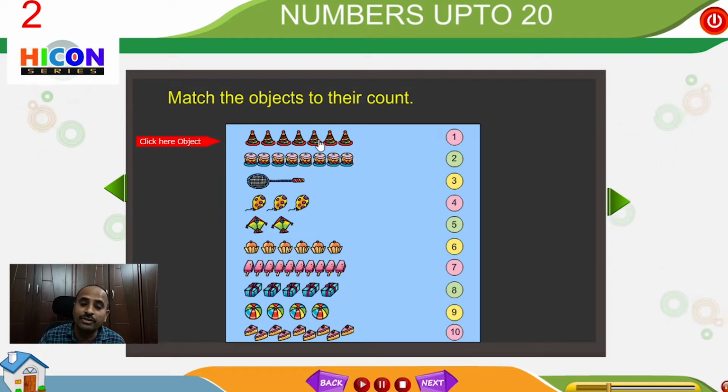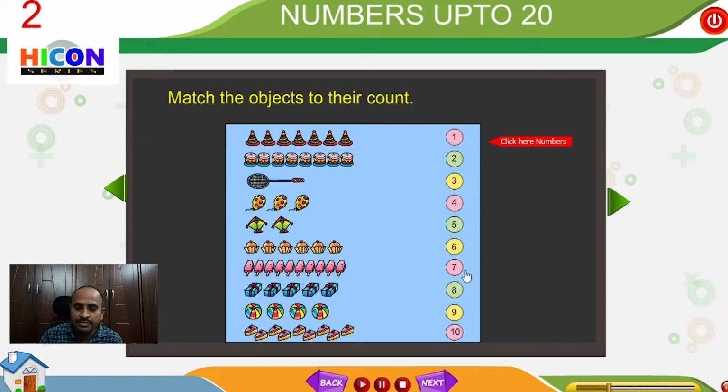So now we have to match these caps with the number 7 present on the right side. So among these numbers, which is 7? So the first one is 1, this is 2, 3, this is 4, this is 5, this is 6, this is 7. So this is the answer for the first set of objects. So match with this. So this is 7. So since there are 7 caps, we have to match the caps with the number 7.